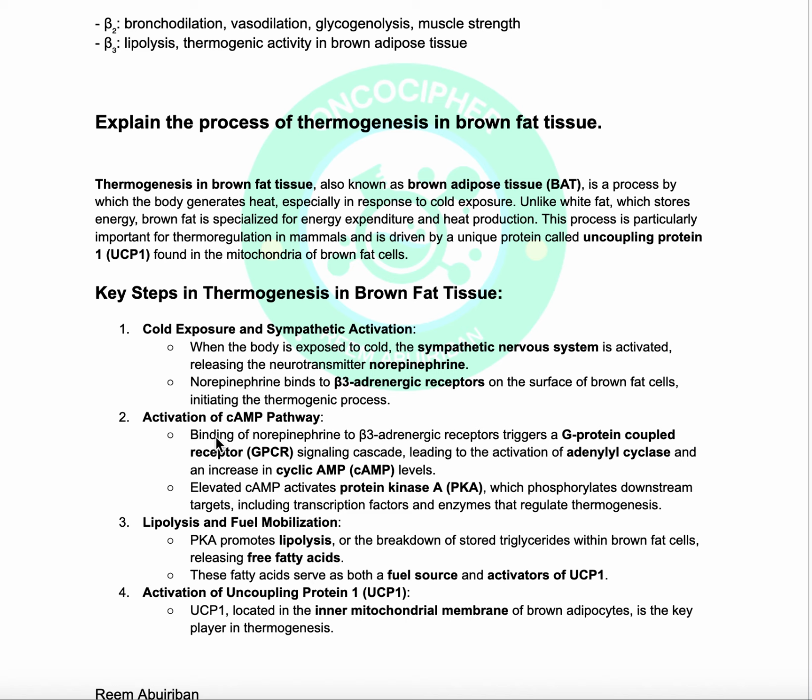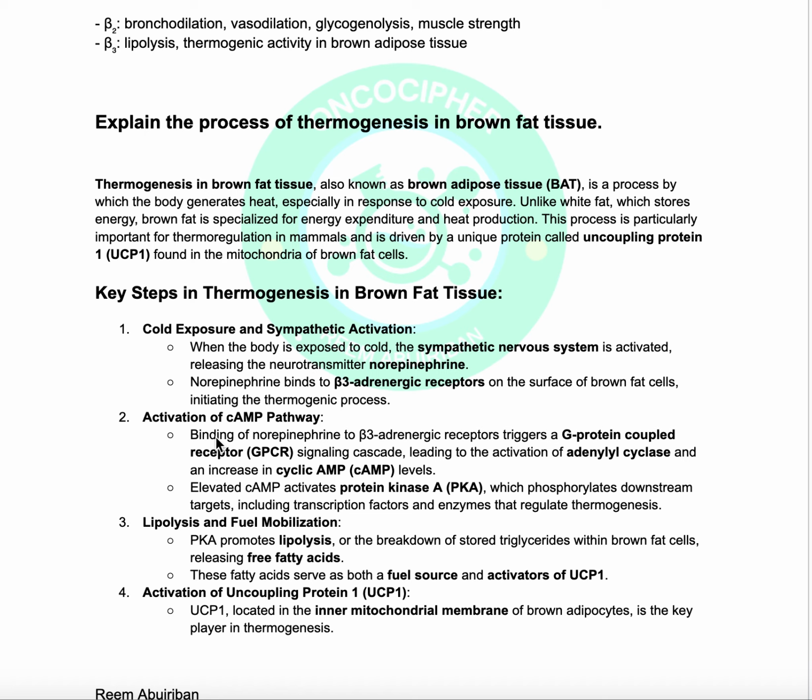So behind all these processes is something called uncoupling protein 1, which is present in the mitochondria inside the brown fat cells. So we can see from this slide that there are two types of fat cells, white fat cells and brown fat cells. The white fat cells are important for storage of energy, while the brown fat cells are important for heat production.